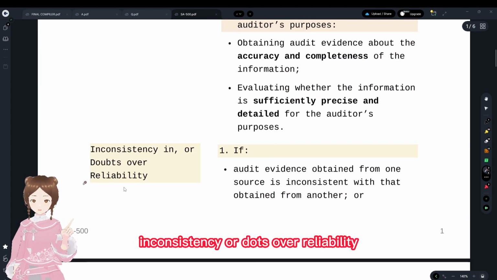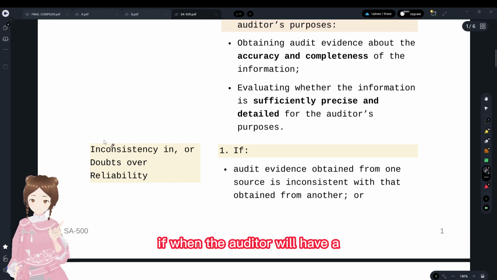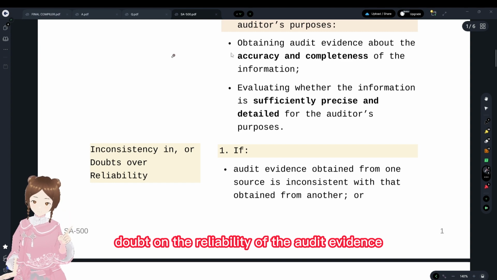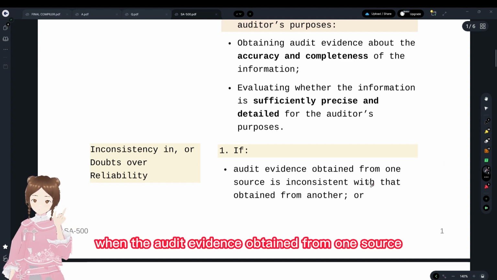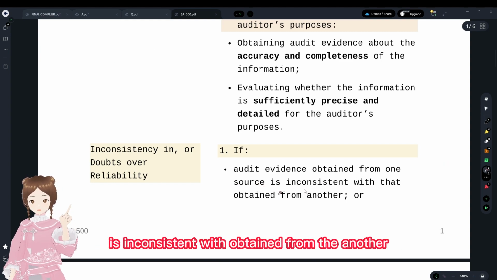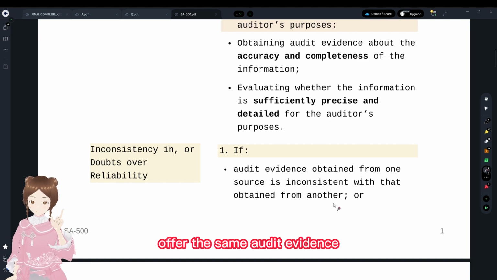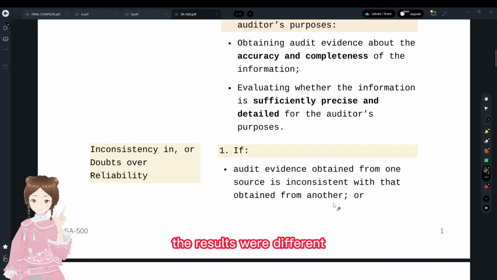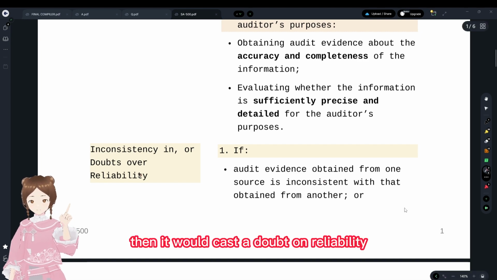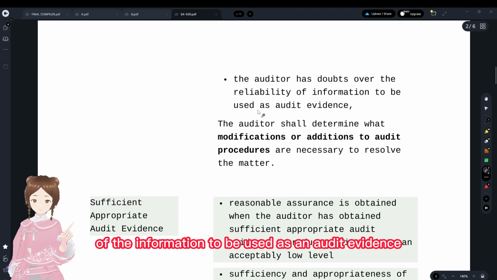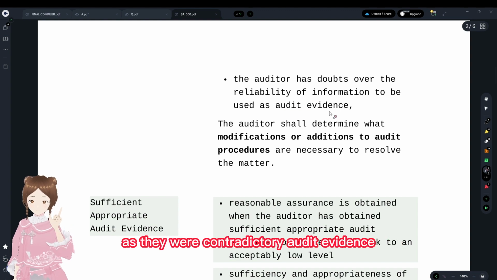Inconsistency or doubts over reliability. The auditor will have a doubt on the reliability of the audit evidence when the audit evidence obtained from one source is inconsistent with that obtained from another. When two different sources for the same audit evidence give different results, it casts a doubt on reliability, and the auditor doubts the reliability of the information to be used as audit evidence, as it is contradictory audit evidence.